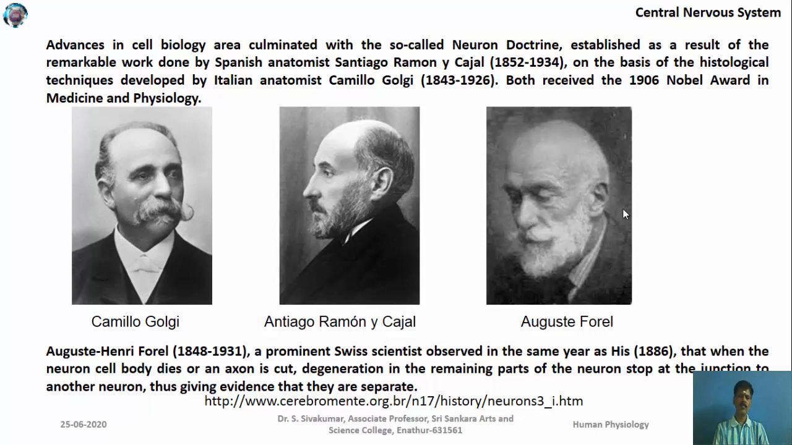When we talk about the brain, we should not forget these three scientists: Camillo Golgi, Santiago Ramon y Cajal, and Auguste Forel. Cajal and Golgi obtained the Nobel Prize for their important discoveries about neurons. And Forel played a vital role by studying nerve impulse conduction. He is otherwise called His. So these three scientists played a vital role in the development of the nervous system.